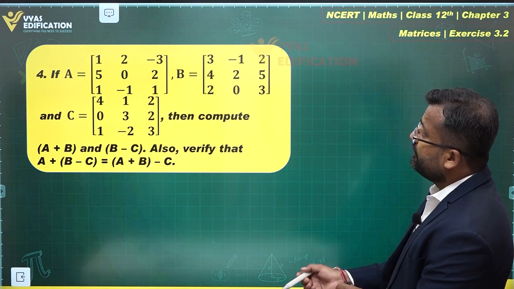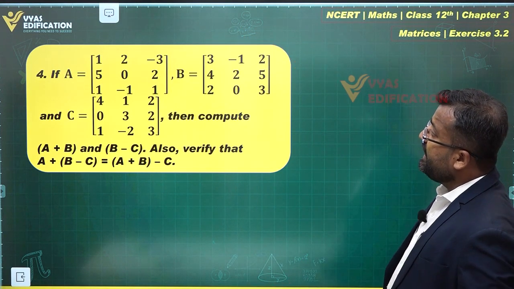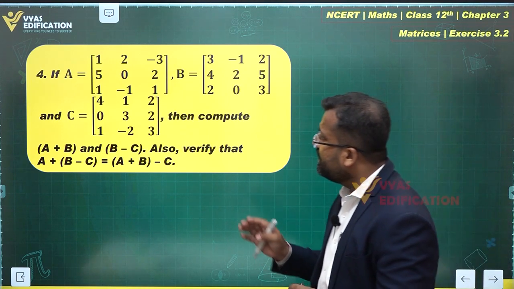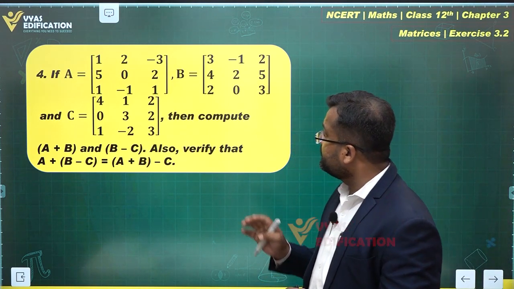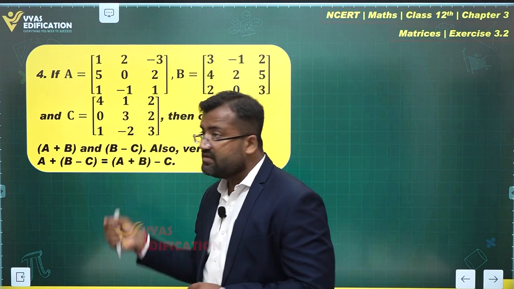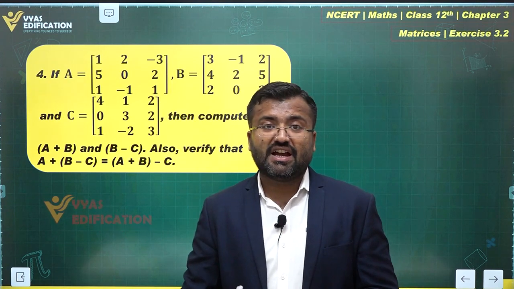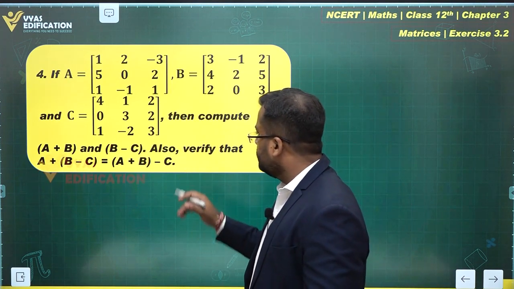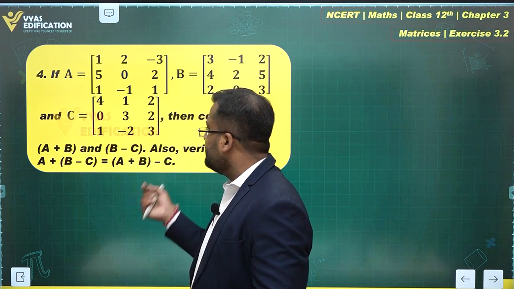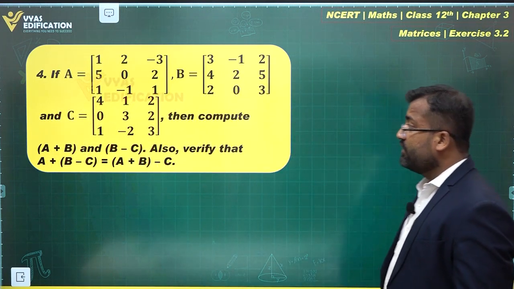Let's take a look at this question. Fourth, if A is equal to this 3 by 3 matrix, B is another 3 by 3 matrix, and C is also a 3 by 3 matrix, then compute A plus B and B minus C. Also, we are supposed to verify whether A plus (B minus C) is equal to (A plus B) minus C. Okay, that's what we are supposed to find.